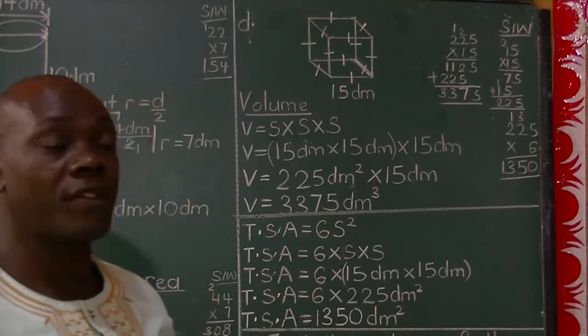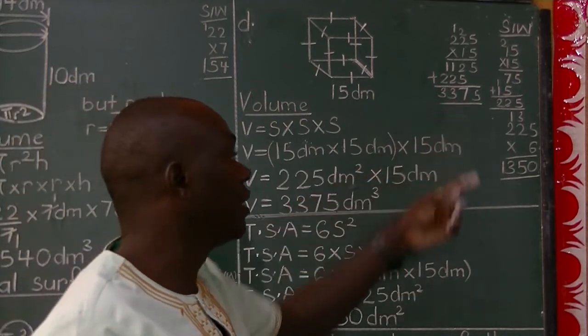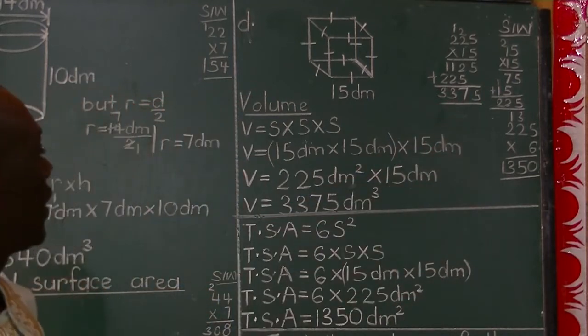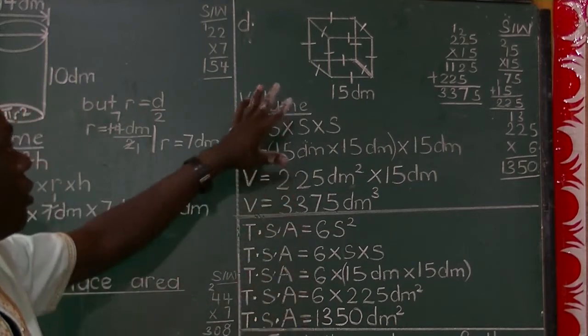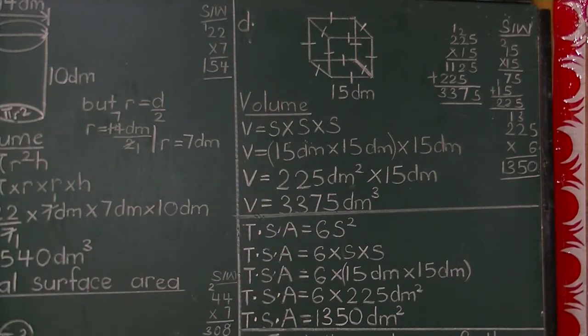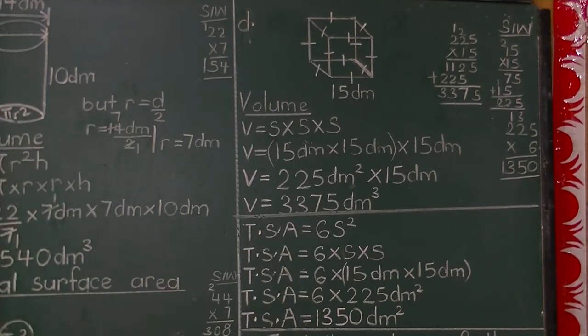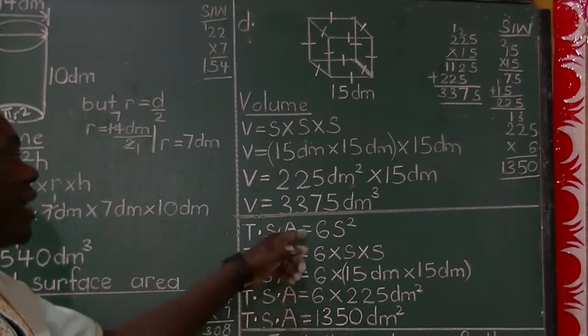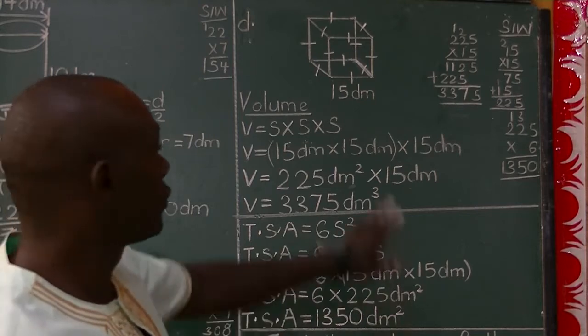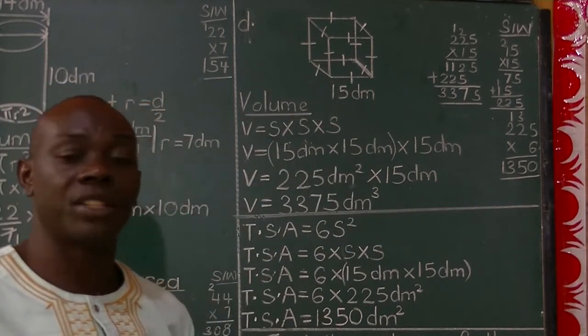So 225 times 15, you get 3,375, and that will be the volume of that tube, the square-based prism. That's 3,375 decimeters cubed. Remember, cubic units for volume and square units for area. Now, find the surface area of a tube, which is a square-based prism.